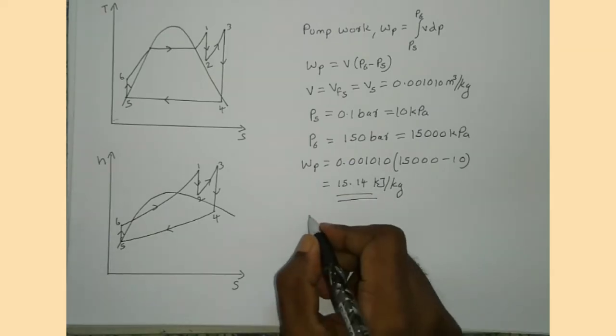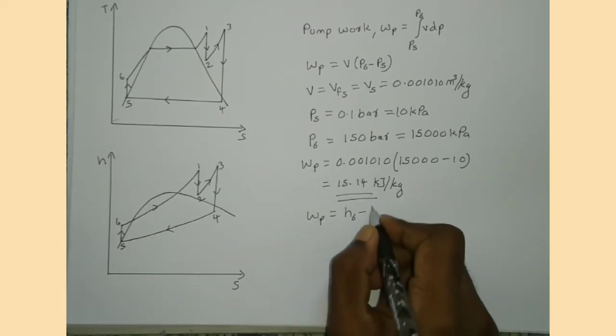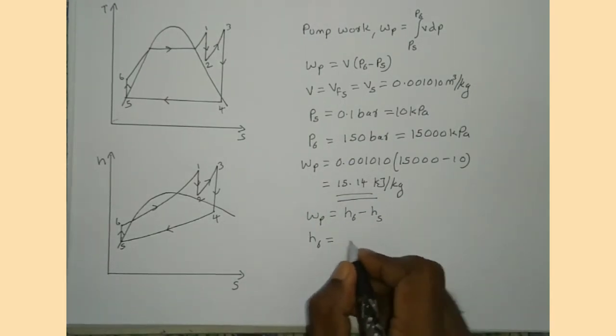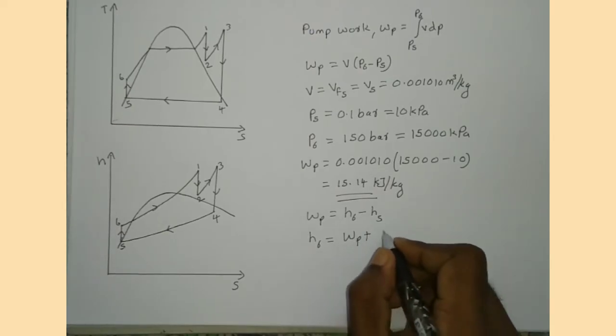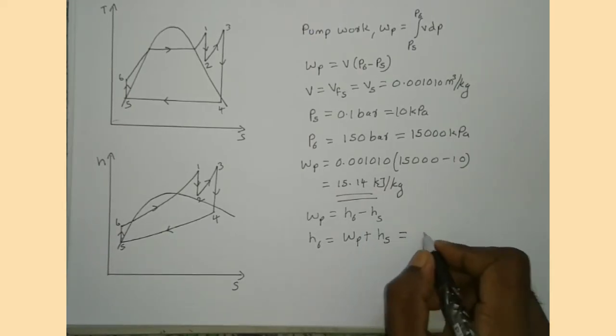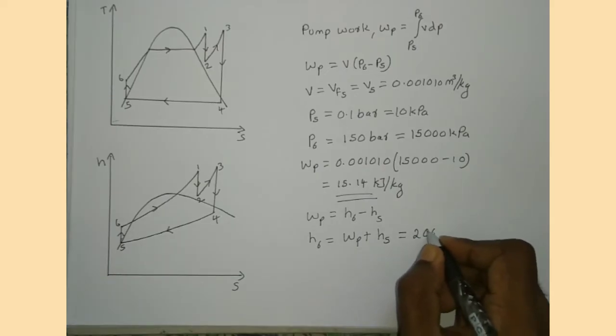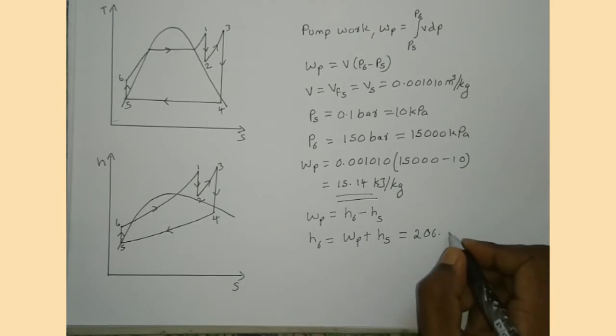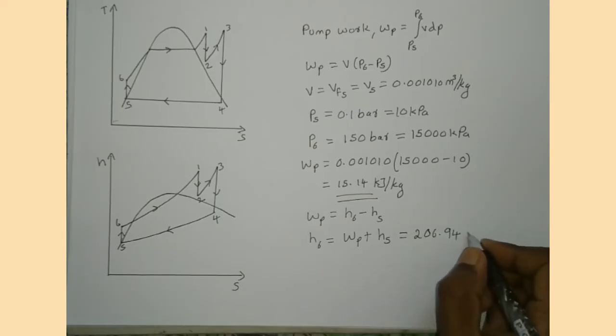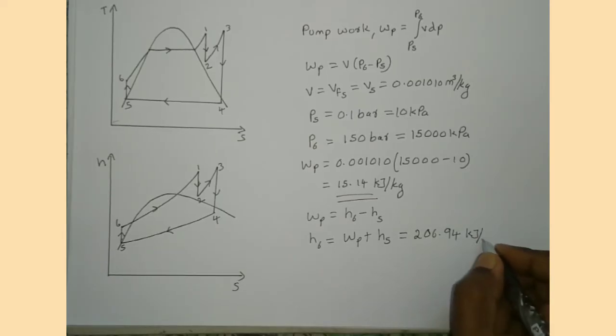And there is another equation for pump work, it is H6 minus H5. Therefore we can write H6 as WP plus H5. And after substituting values we will get H6 as 206.94 kilojoule per kilogram.